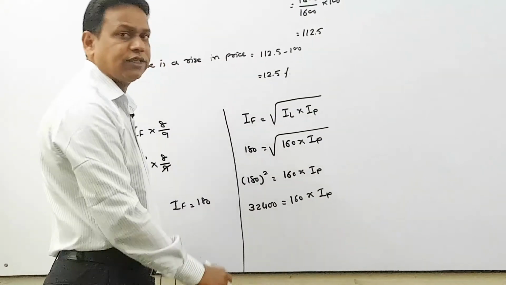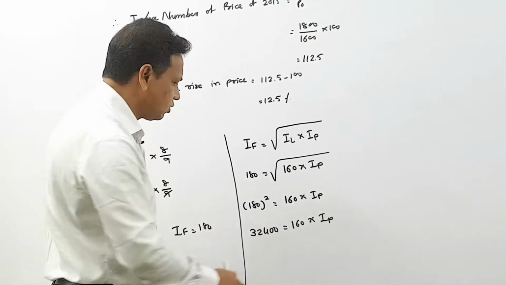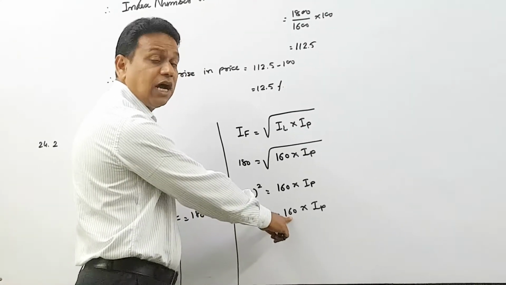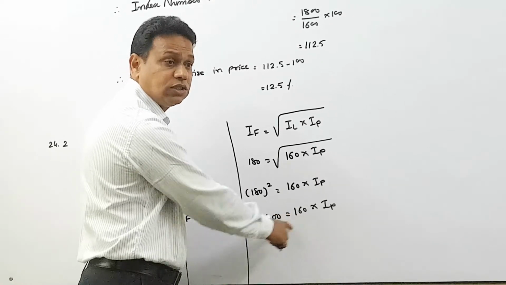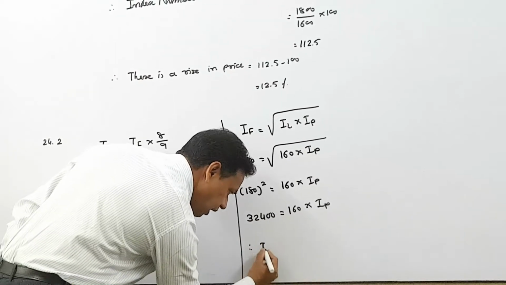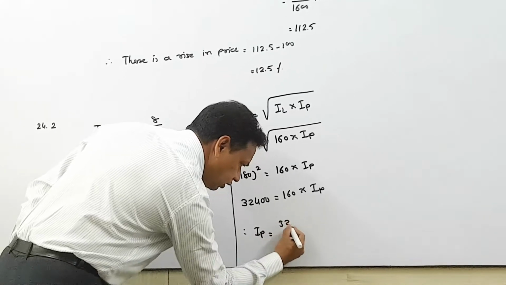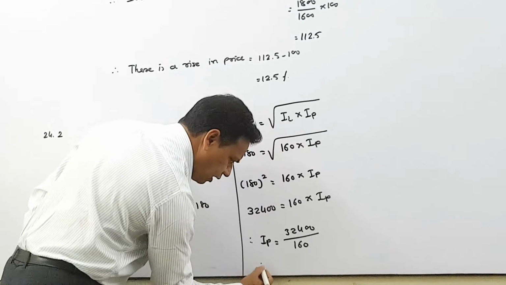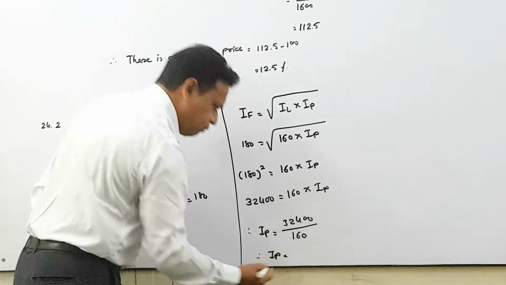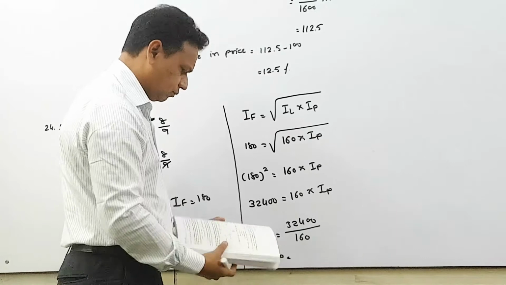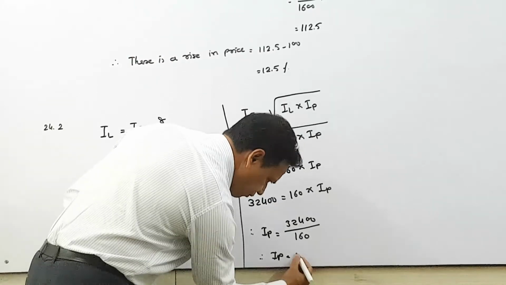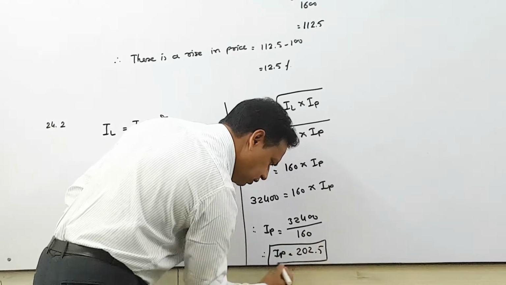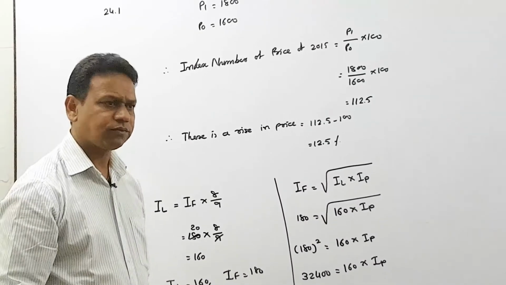And as per the question, they want the index number of Paasche. So we have to change the side of 160. It is in multiplication; after changing the side, it goes into division. Therefore, IP is equal to 32,400 divided by 160. So we are able to get our answer. IP is equal to 202.5. So this is our answer to the question.